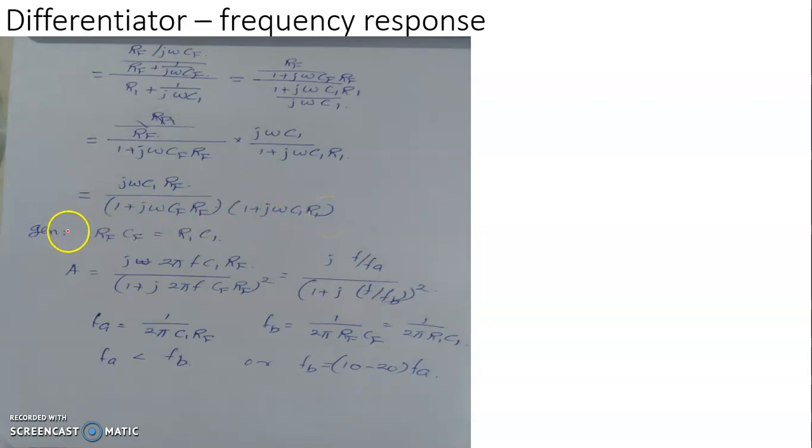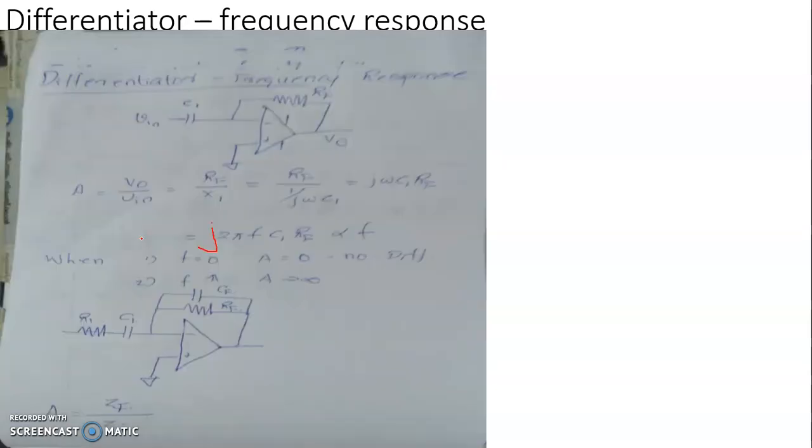Generally, we make this approximation and we employ this in the circuit as well: the RF CF product is equal to R1 C1. This will be somewhat encouraging for the circuit as well. We put the time constant for the input path R1 C1 and for the feedback path RF CF equal. Then both the input path and the feedback path will have the same natural frequency.